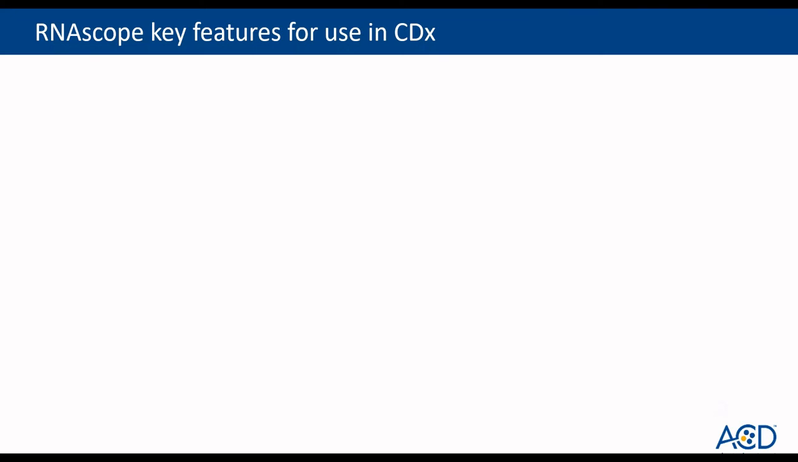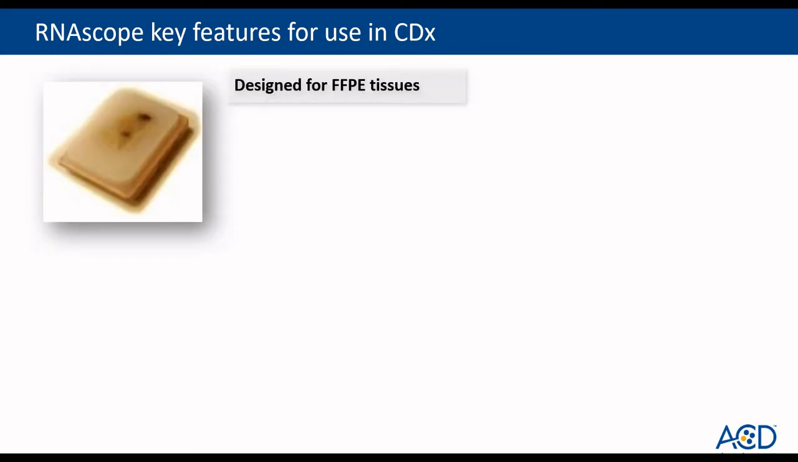First of all, I would like to shed some light on the features of RNAscope technology that make it suitable for diagnostic tests. RNAscope works best with FFPE tissues, which can be fresh or archival tissues. In addition to FFPE, RNAscope works equally well with frozen samples, and the flexibility in the sample type is certainly helpful for clinical studies.